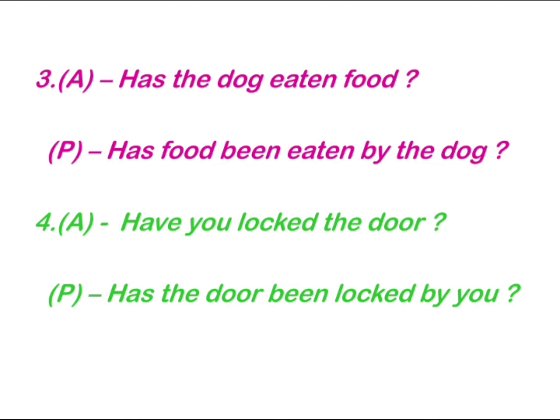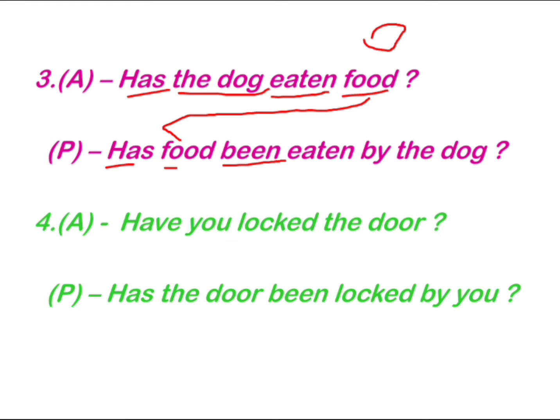Next, has the dog eaten food? The dog is singular, so we use has. Eaten is the past participle of eat. What did the dog eat? Food. So food is the object. So the object in the active voice becomes the subject in the passive voice. Now food is singular, so has. Has food. Been is the be form of verb. Eaten is the past participle. Has the food been eaten by the dog?